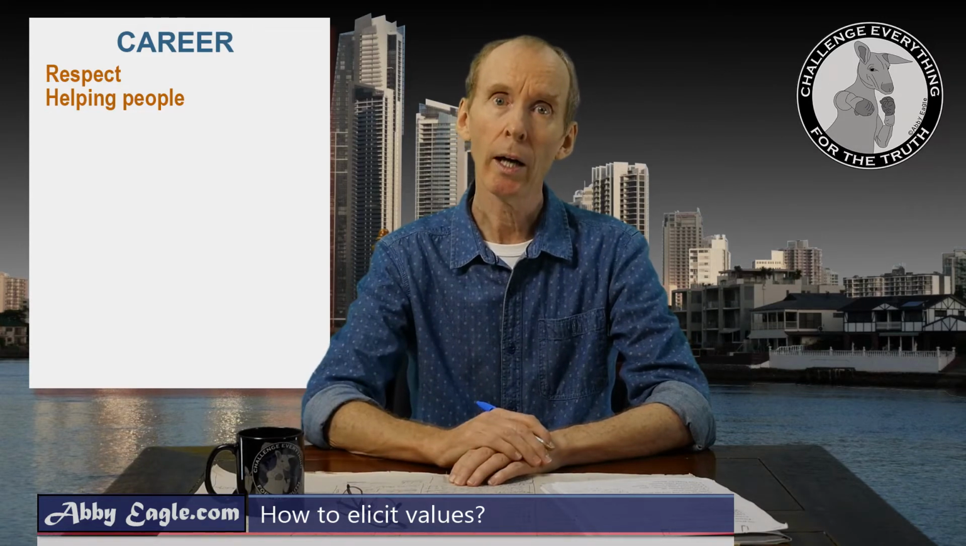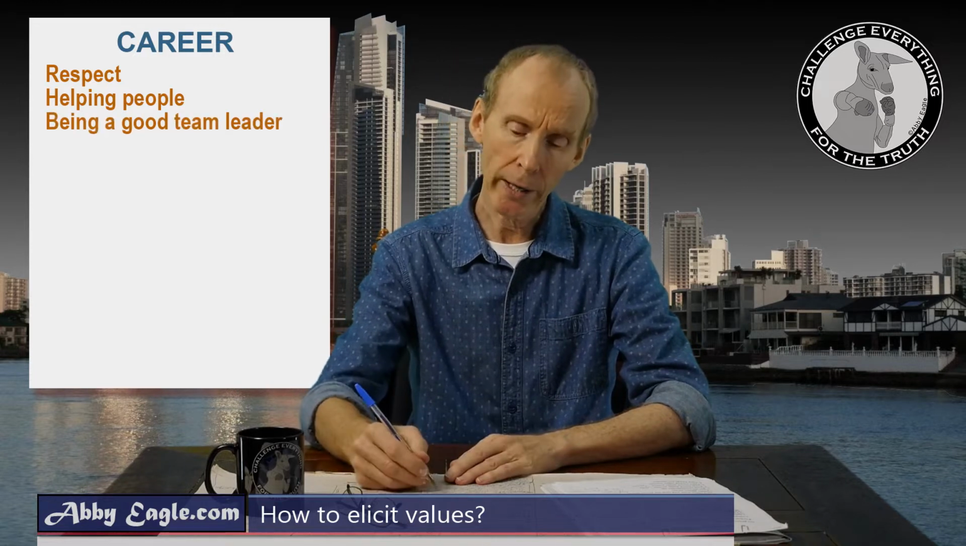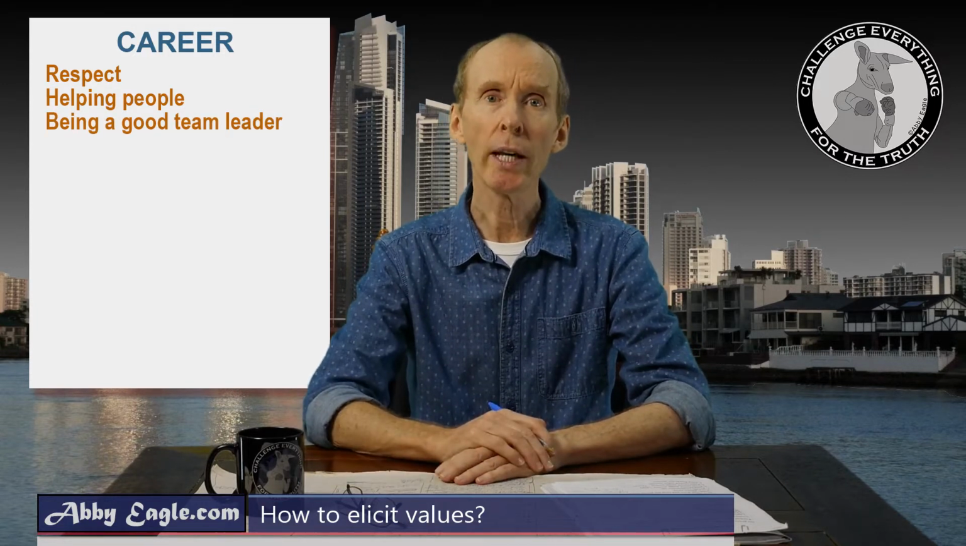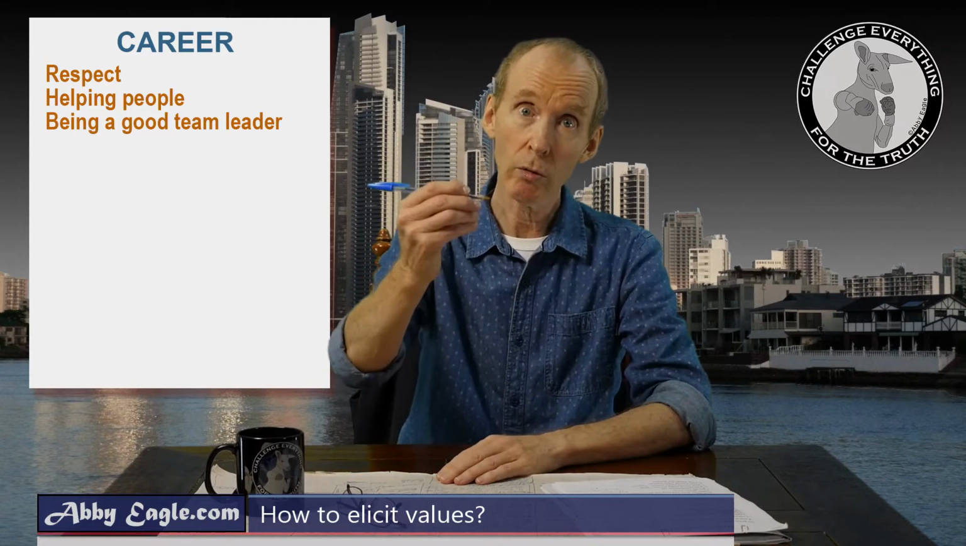So in this example, I asked the question, what is important to you in a career? And she says, respect. So I write down the word respect. Then I ask, what else is important to you in a career? And she answers, helping people. So I write down helping people under respect. Then I ask her, what else is important to you in a career? And she replies, being a good team leader. So I add that to the list. So you keep on asking the question, what is important to you in a career, until she runs out of answers.